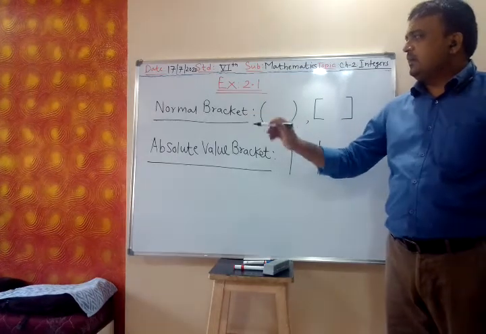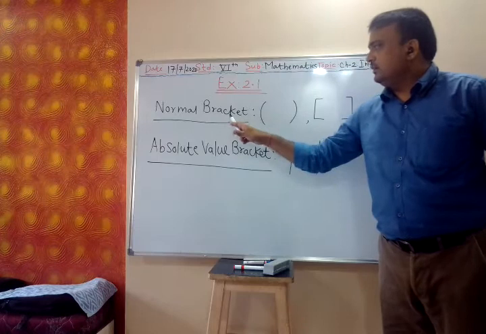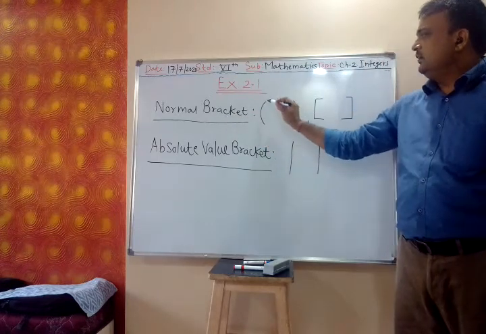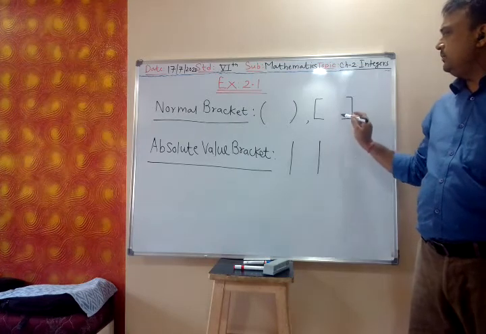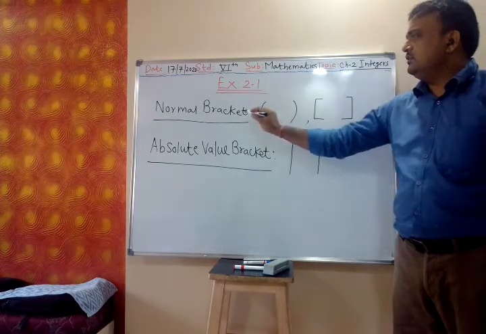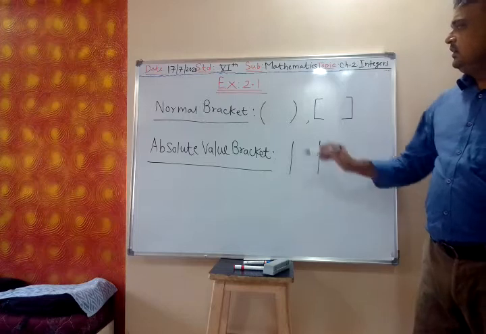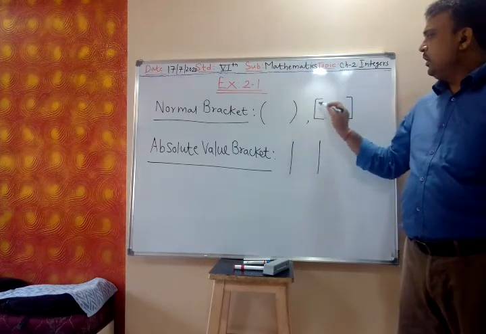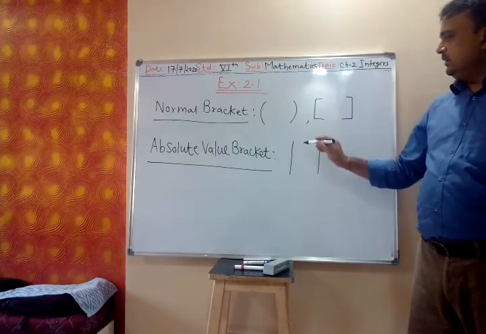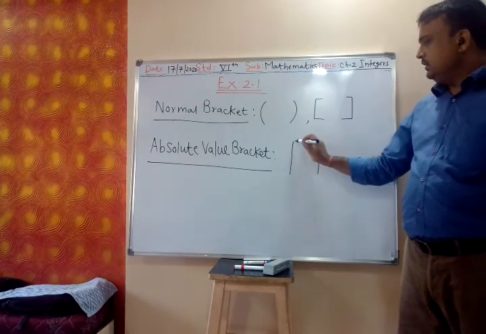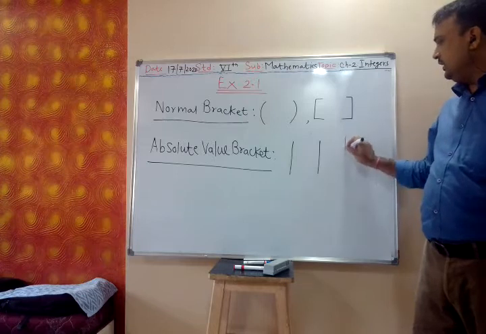There are two types of brackets. Normal bracket: we write in this way, or this is the square bracket. Square bracket and this bracket are known as normal brackets. Round bracket or square bracket are normal brackets. And then there is writing two vertical lines.